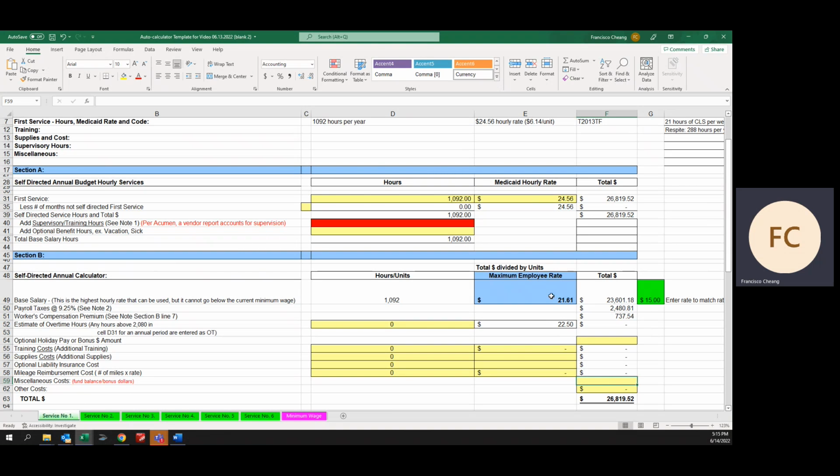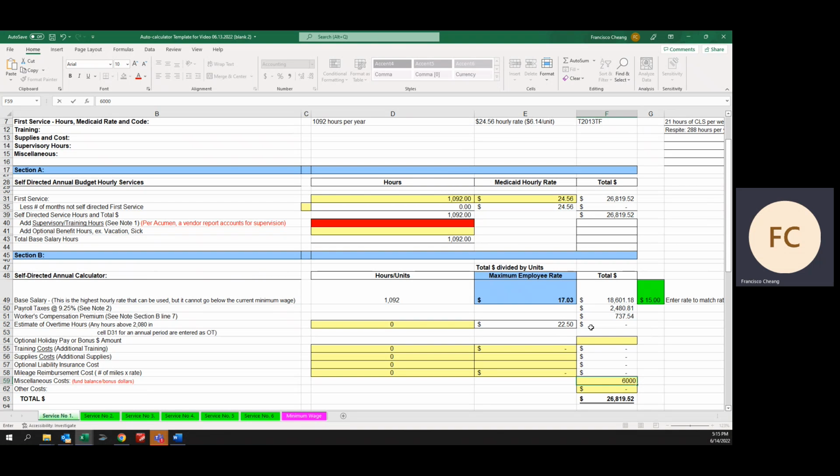So the way we're going to manipulate these two cells, and really the maximum employee rate cell, is by entering money into our miscellaneous cost cell to bring money into this cell from our max pay rate. So as an example, we're going to enter here, for example, $5,000. Once we enter $5,000, we can see that the maximum employee rate will begin to go down. So you want to continue to enter money into your miscellaneous cost until you make those two cells match.